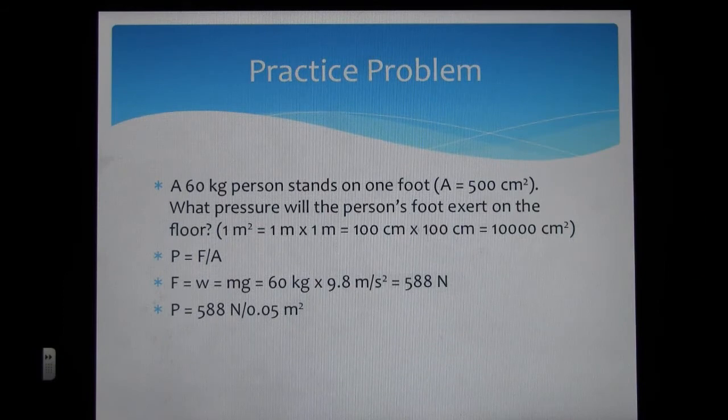We divide force by area, and we find the pressure to be 11,760 newtons per meter squared, or 11,760 pascals.